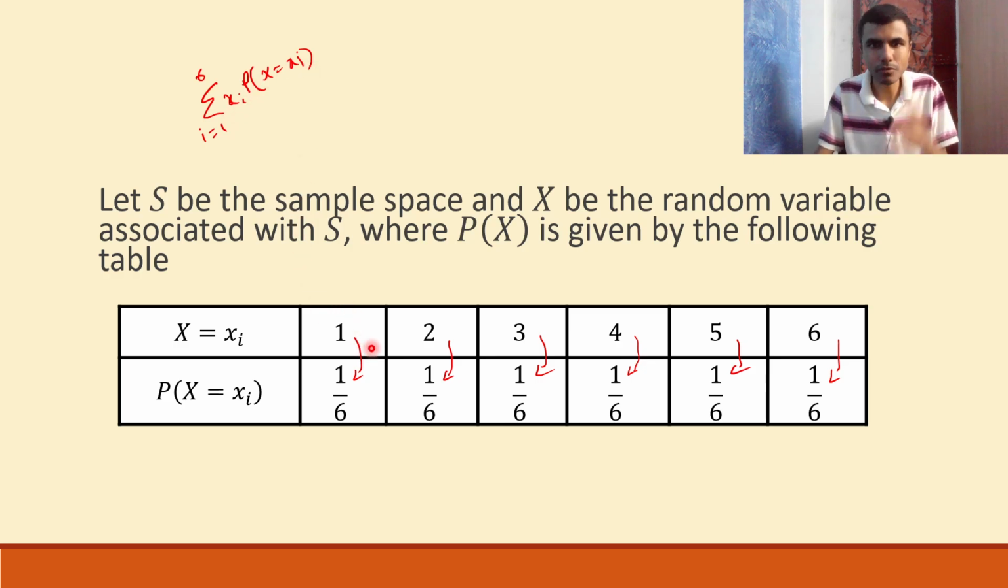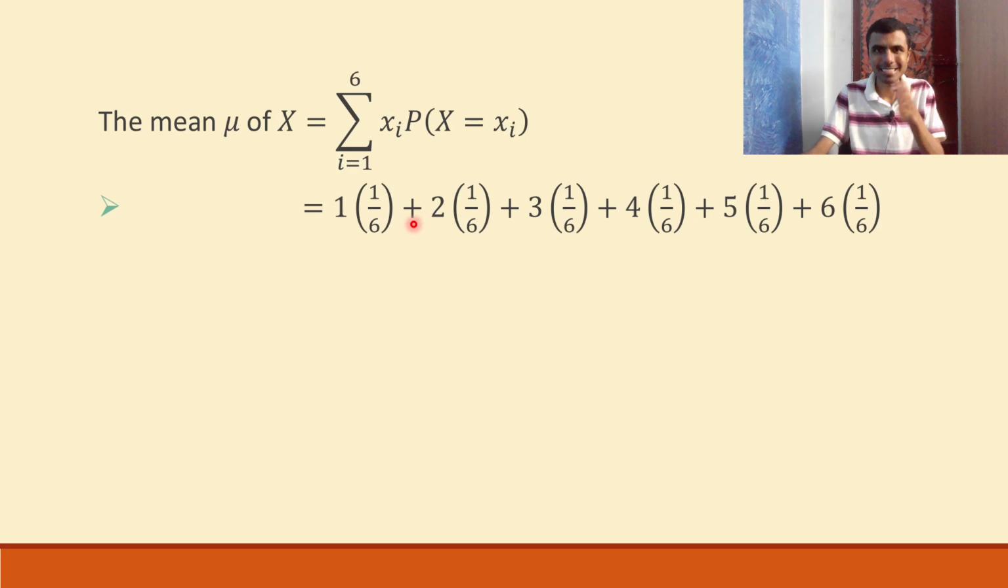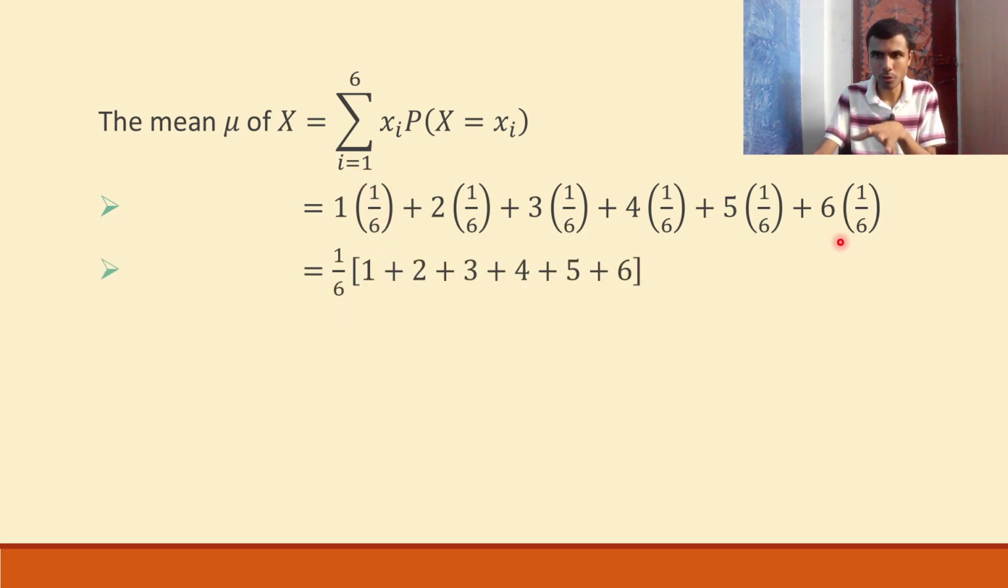Xi into P of X is 1 into 1 by 6 and then plus, since sigma is there, 2 into 1 by 6. So that's what our mean is, 1 into 1 by 6 plus 2 into 1 by 6 plus 3 into 1 by 6. Fine, understand the formula and then apply it instead of just remembering things. Now if you take 1 by 6 common from all of this, 1 by 6 into 1 plus 2 plus 3 plus 4 plus 5 plus 6. 1 plus 2 is 3, 3 plus 3 is 6, 6 plus 4 is 10, 10 plus 5 is 15, 15 plus 6 is 21. So 1 by 6 into 21. 3 2s are 6, 3 7s are 21, so the mean is 7 by 2.